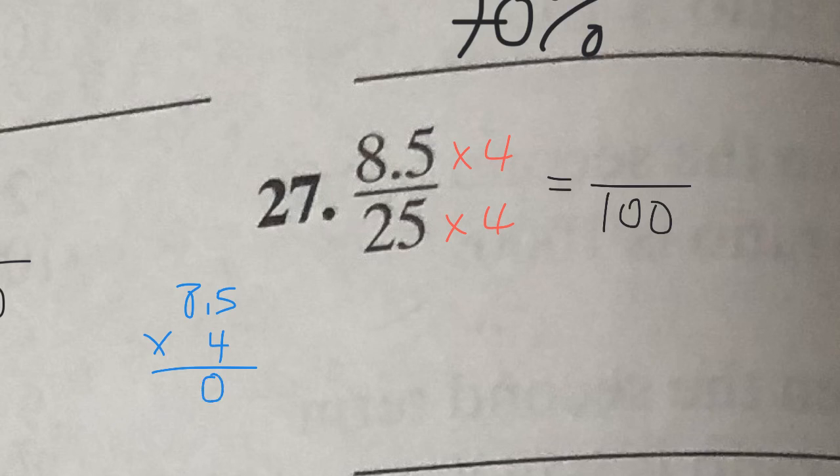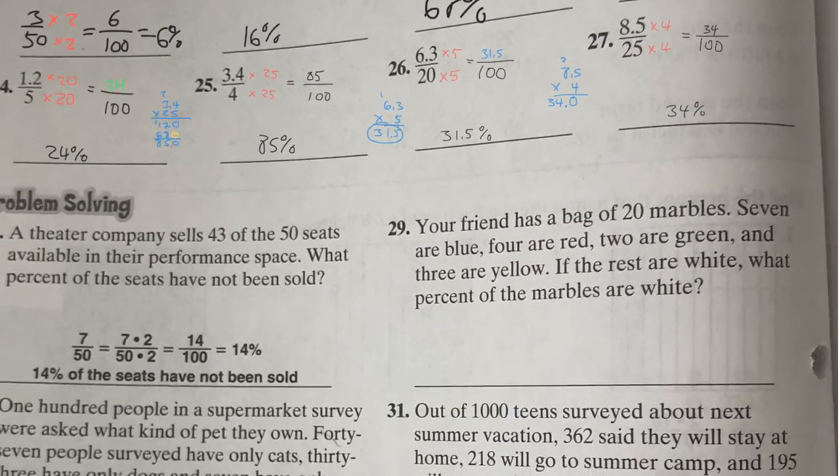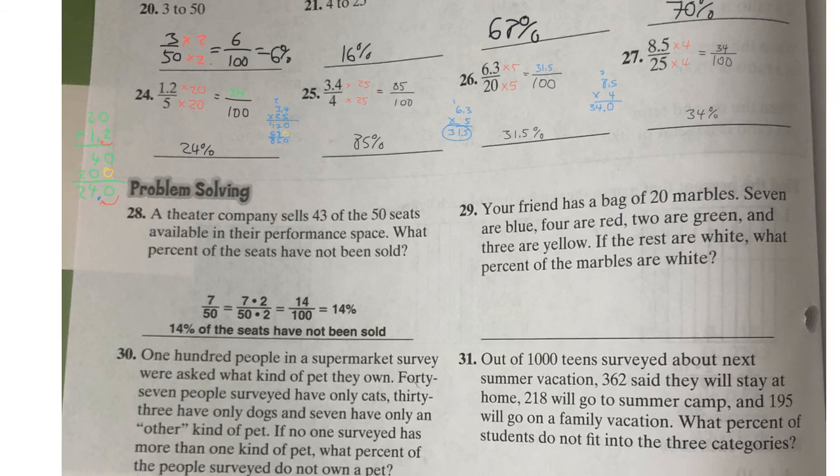5 times 4 is 20. Carry the 2. 8 times 4 is 32, plus 2 is 34. We have one decimal place being moved over, so we're going to have one decimal place being moved over, and that's going to be 34.0, also known as 34, also known as 34%. 34 over 100 is also known as 34%. All right, so that is that one.